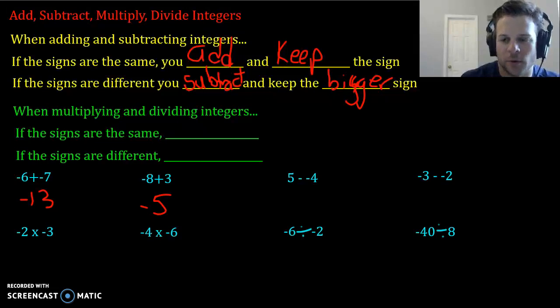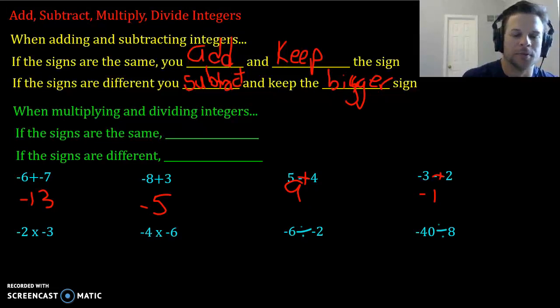5 minus -4. Now this one's a little bit unique because you have a double negative, two negatives in a row. Double negative turns into a positive. 5 plus 4 is 9. -3 minus -2. We have the same thing as our previous example. Double negative becomes a positive. But now we need to look at our rule: this is a negative, this is a positive. The signs are different, so we're going to subtract. 3 minus 2 is 1. And the 3 is bigger, so we keep the negative: -1.